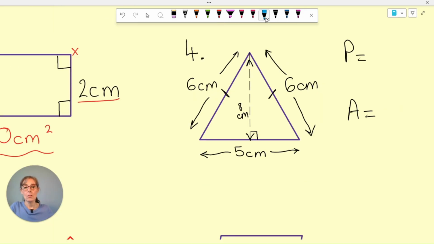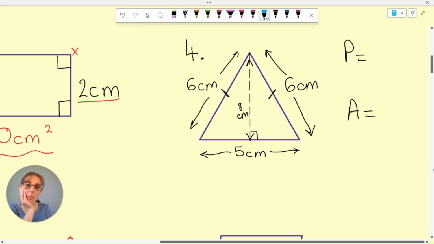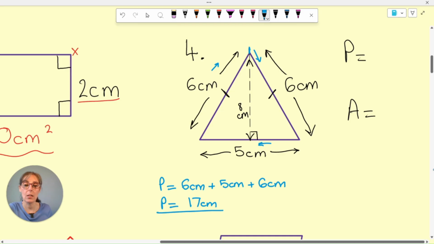Right, let's have a look. So we have, gosh, this is confusing, isn't it? Let's think of the perimeter. If I start here and I go clockwise, so I've got 6. So the perimeter is going to be 6 centimeters plus 5 centimeters plus 6 centimeters. So therefore the perimeter is going to be 6 add 6 is 12, add 5 is 17 centimeters in length. So perimeter equals 17 centimeters.